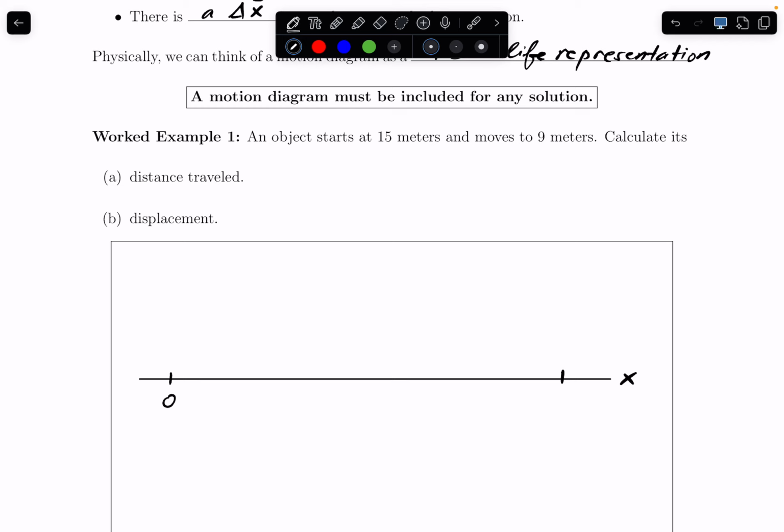All right, so let's take a look at the example here. You have an object that starts at 15 meters. So, coordinate system, the direction I'm calling positive, and my person is at that 15 over here, right? And I move to 9 meters over here. So this is 0 and this is 1. What this is telling me is that I'm starting at 15 meters and I'm moving to 9. All right, simple enough?